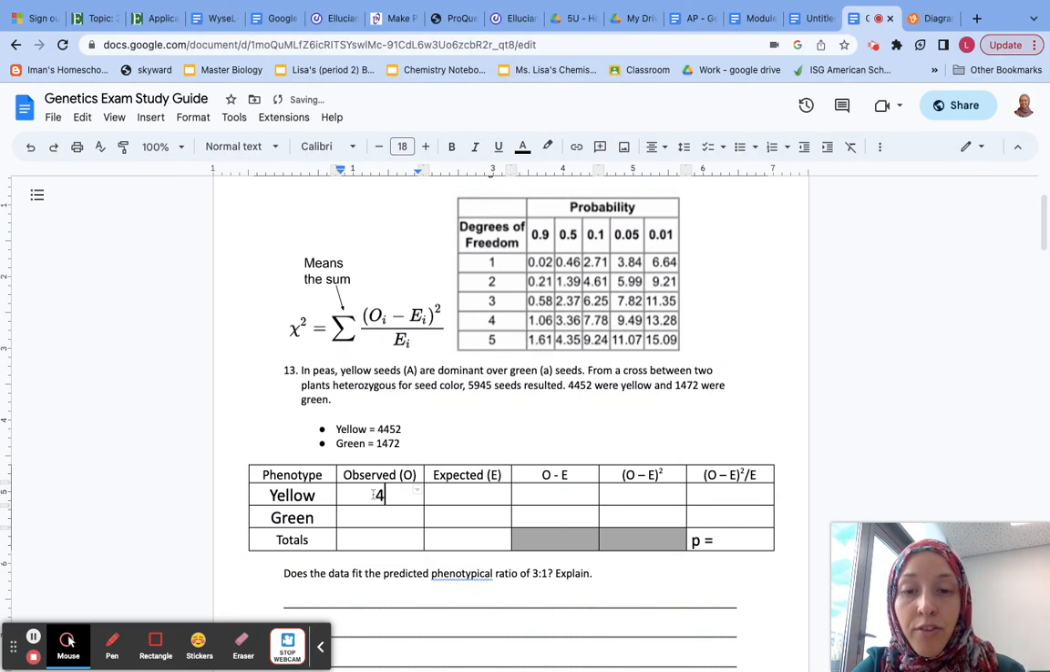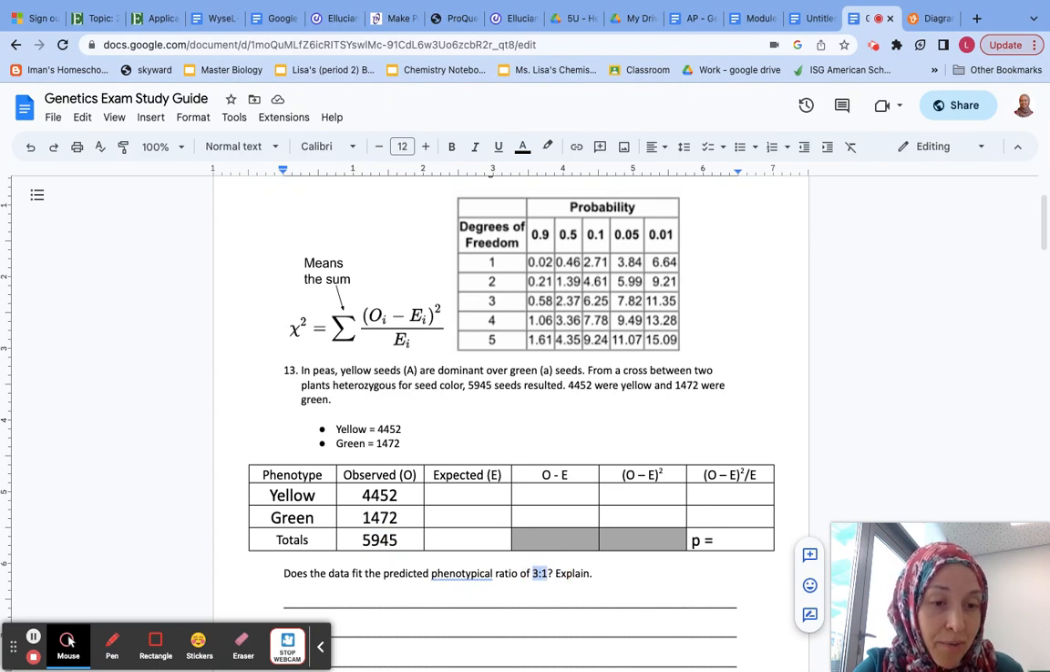So 4,452 yellow and 1,472 green. I'm going to put the total here. So it said 5,945. And the reason why I want to know the total is because I'm going to use this total to figure out my expected. Okay. To figure out my expected, the first thing I need to do is know what my ratio is. Miss Lisa in this example did give it to you as 3:1, okay? But if you weren't given it, you would now do a Punnett square.